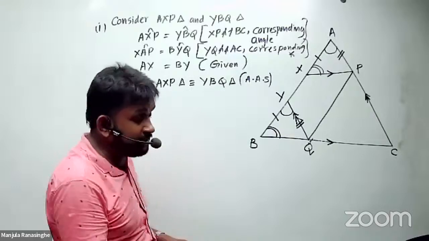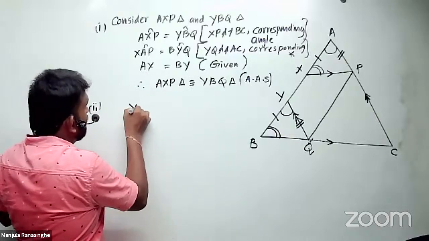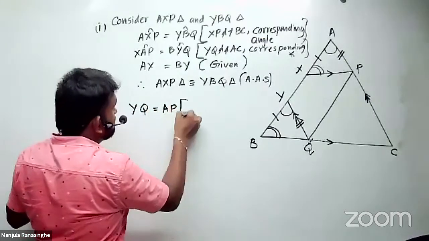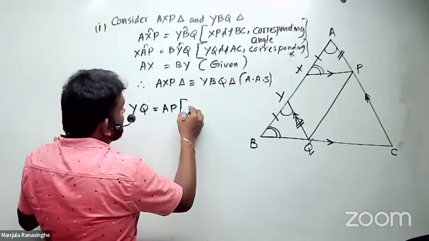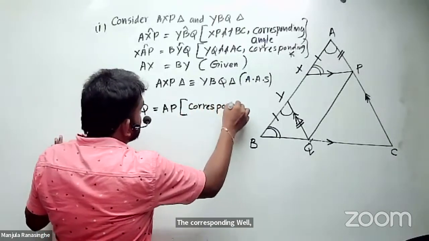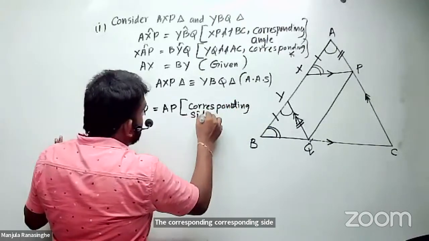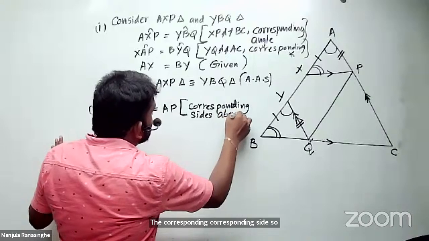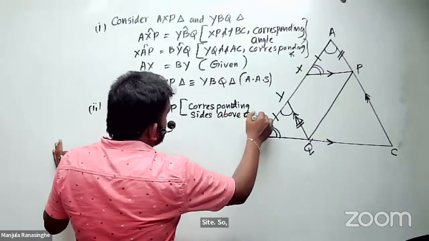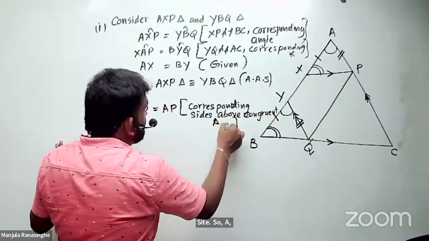Okay, that is my argument. So now you write this one clearly. YQ equals EP. What is the reason? The corresponding sides of congruent triangles, the congruent triangles in part 1.